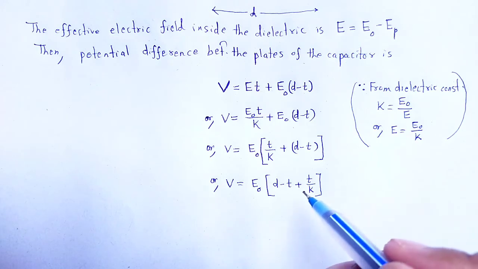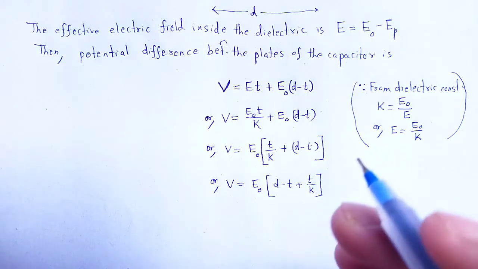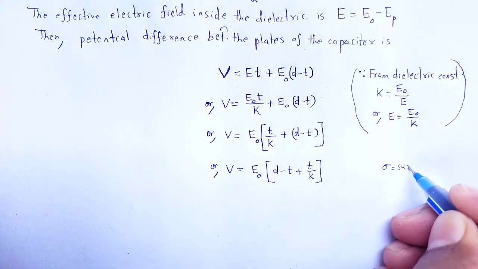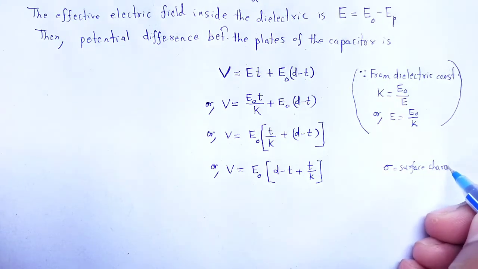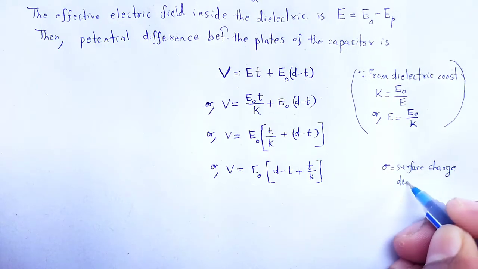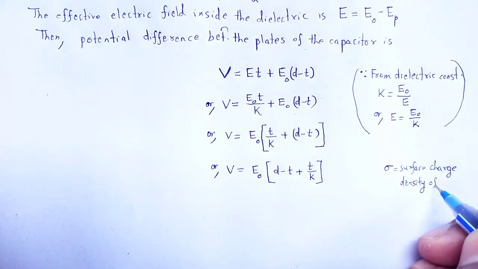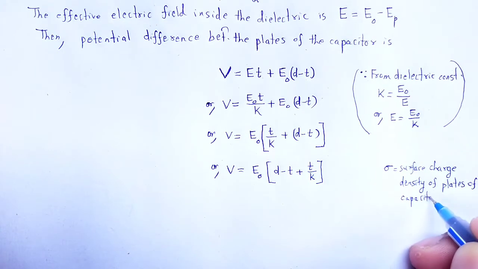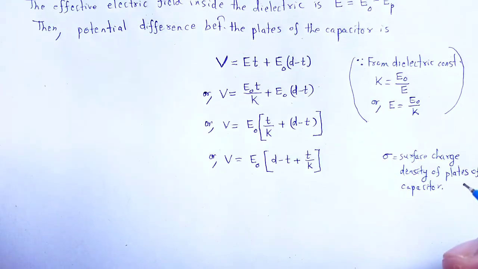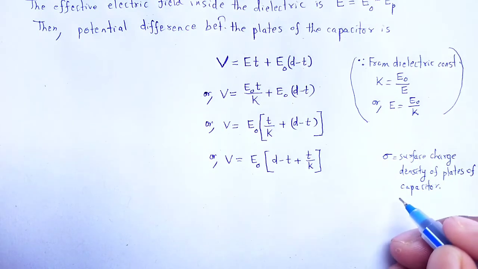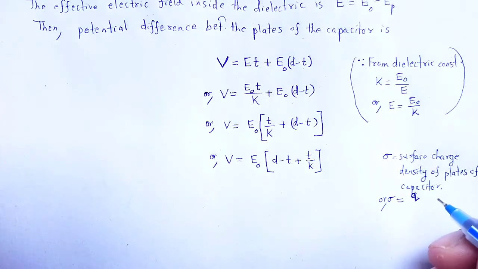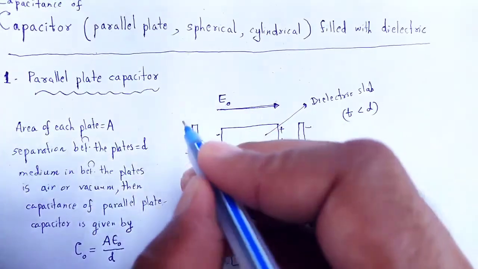Again, by taking the surface charge density of the plates of the capacitor, sigma be the surface charge density of the plates of the capacitor, and that will be charge per unit area. Sigma is equal to charge Q, where plus Q and minus Q amount of charge is supplied here.